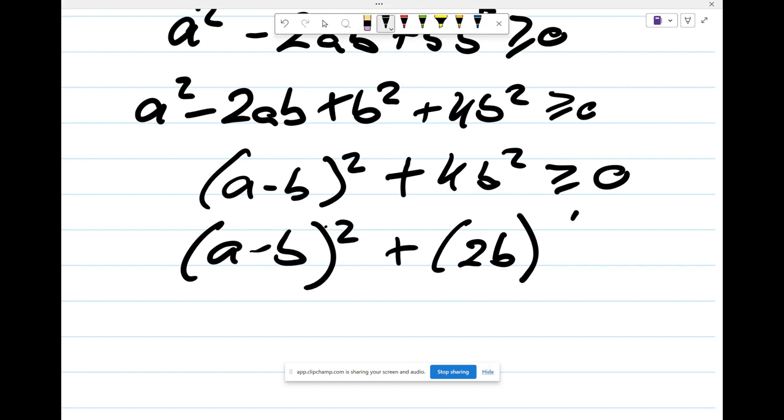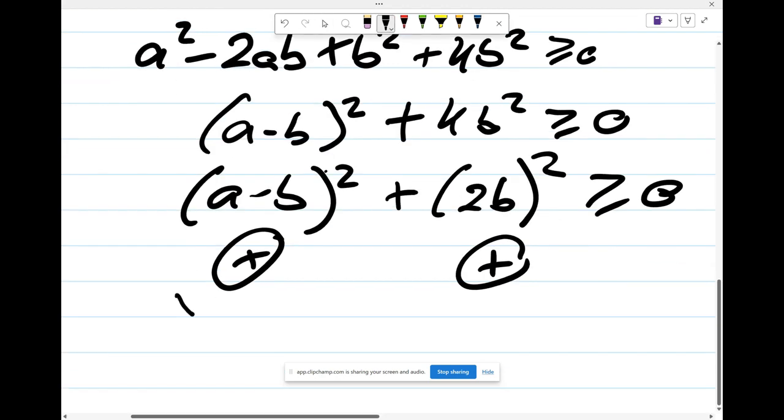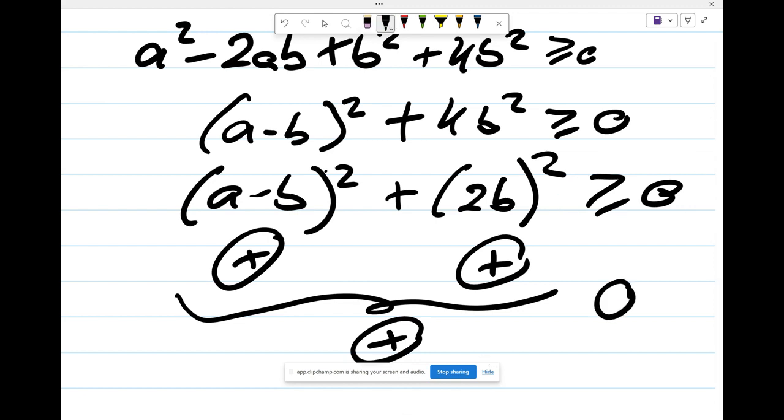like, you see what I mean? 2b times 2b will be 4b squared. And so this whole thing is squared, and so now we have something that's definitely positive, something that's definitely positive, and a positive plus a positive is going to be positive as well. So now we've proven that it's definitely greater than 0, QED. All done.